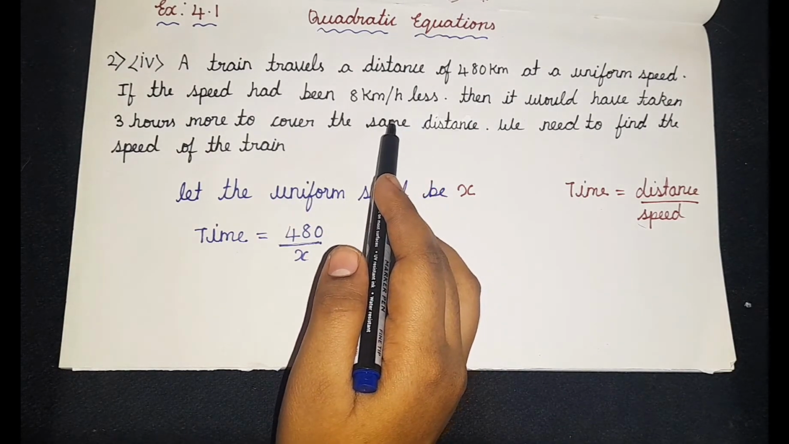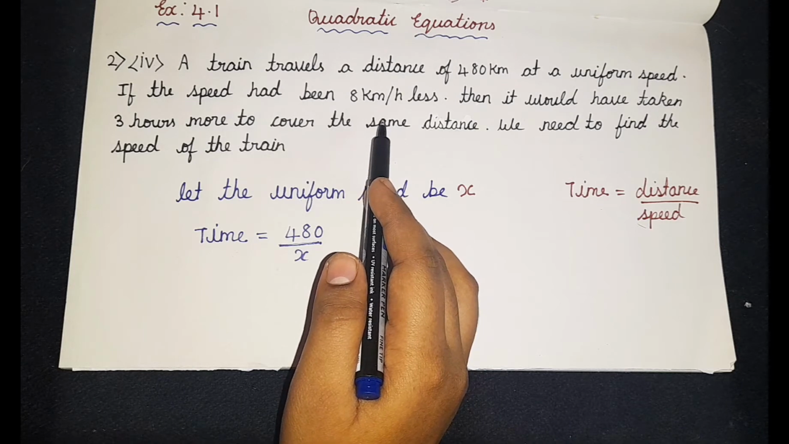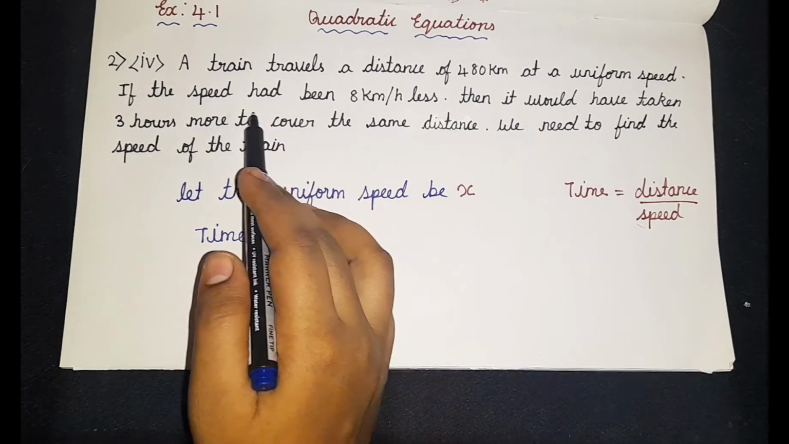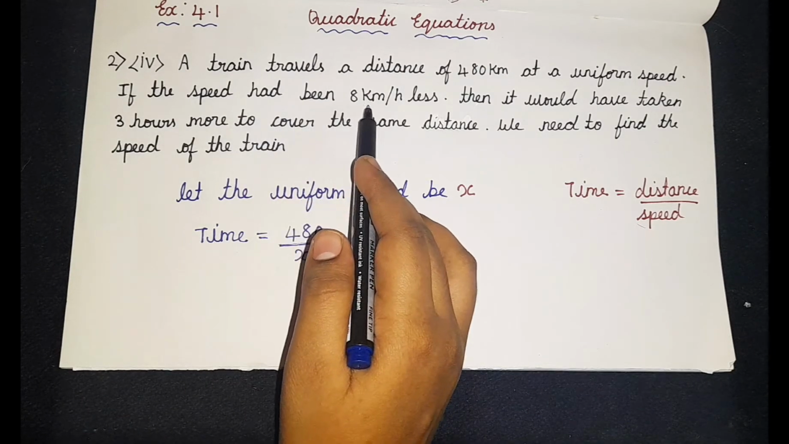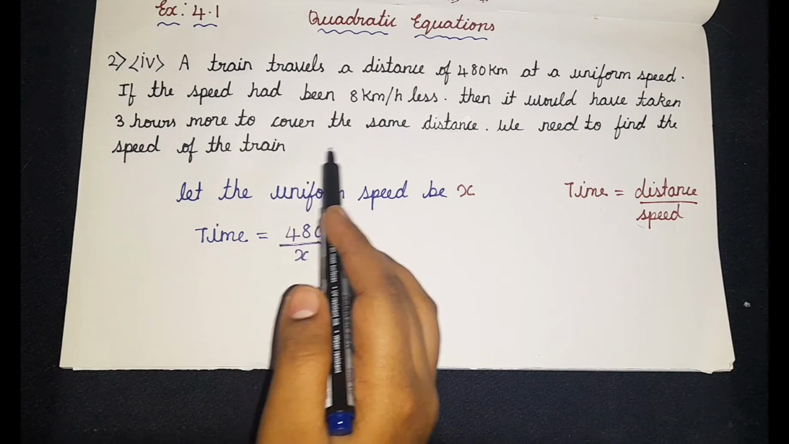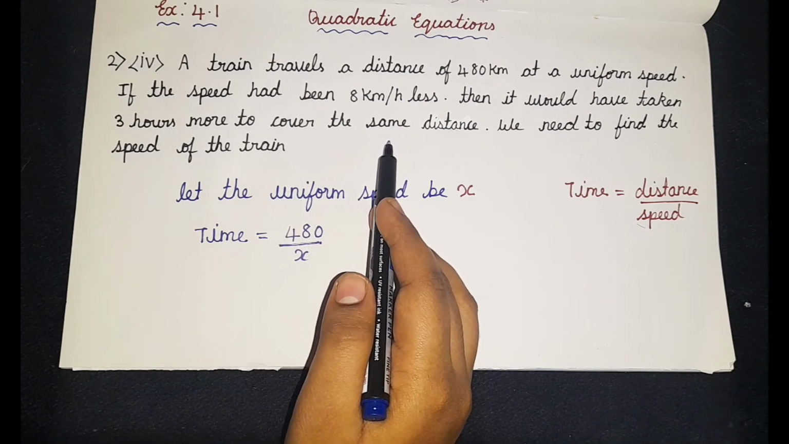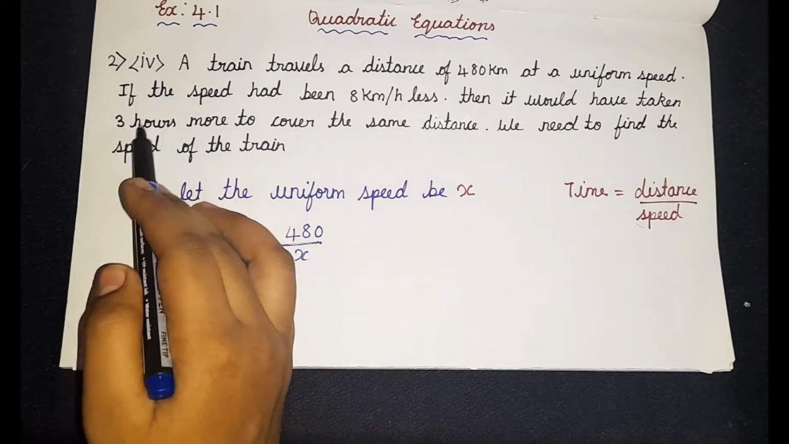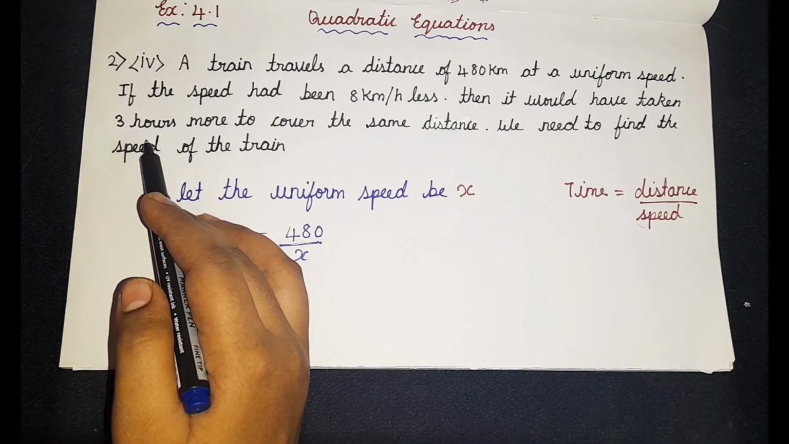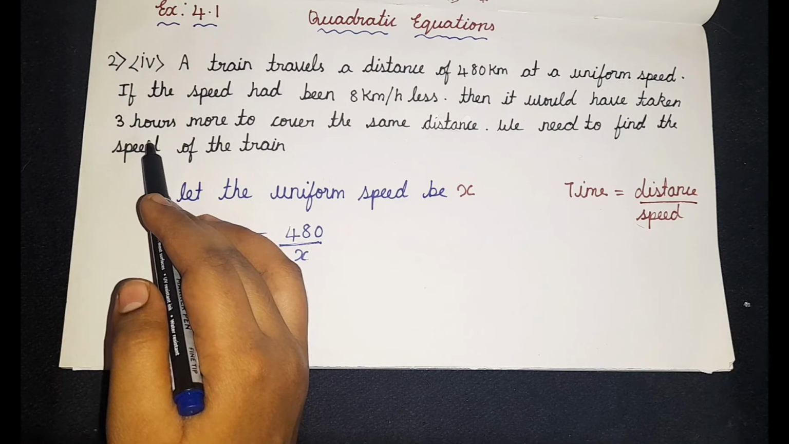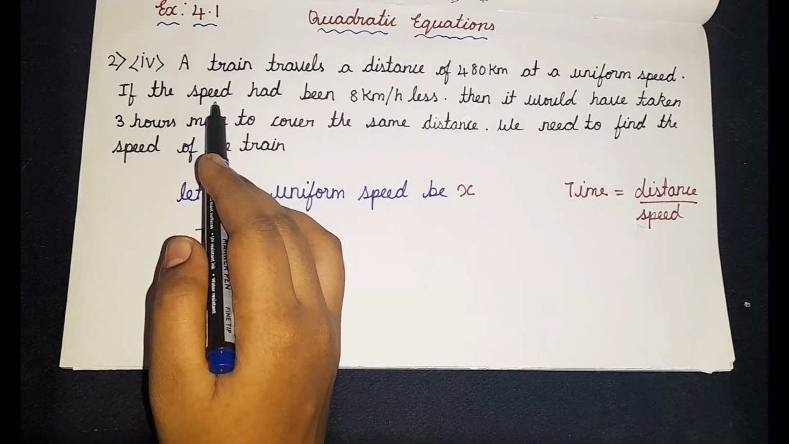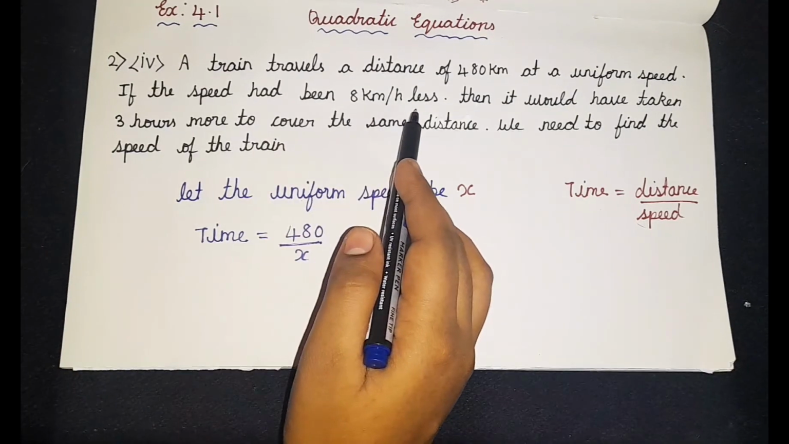So they are just saying that what if the speed had been 8 km per hour less. That means if the speed is less than 8 km per hour, then how many hours it might have taken to reach the same distance. So it had taken 3 hours. Okay. So they are just guessing how many hours it will take to reach the same distance. Okay. But here they had mentioned the speed, if the speed had been 8 km per hour less.